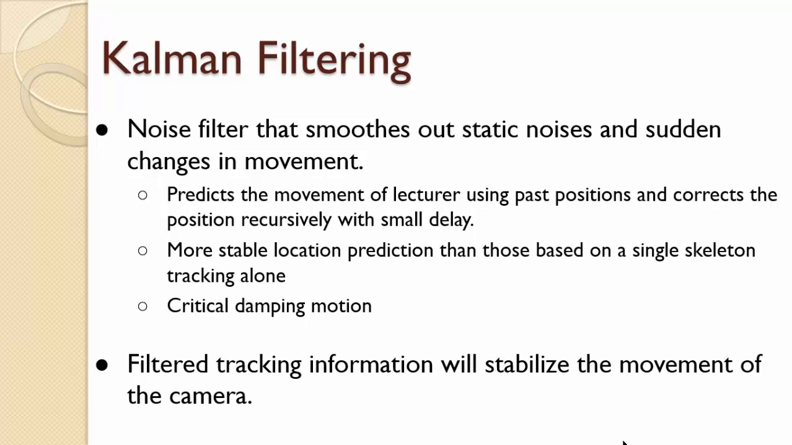So here's how the Kalman filter works. The Kalman filter predicts the movement of the lecturer by using previous locations of the lecturer. The Kalman filter then corrects the position by comparing the predicted location of the lecturer to his actual location. The Kalman filter then repeats these two steps recursively in real time. We have to note that a delay will be inevitable for this Kalman filter because it uses the previous position locations.